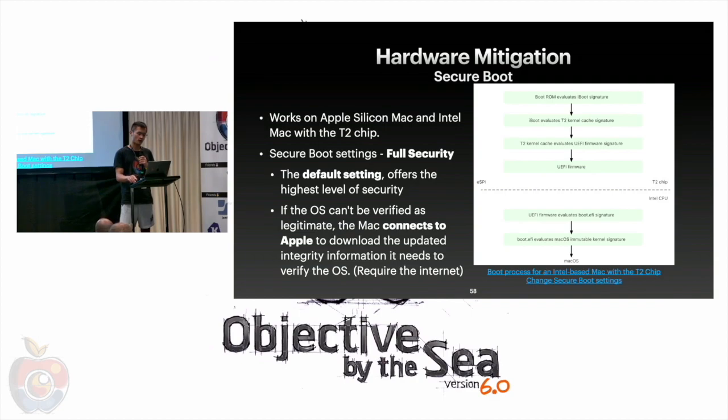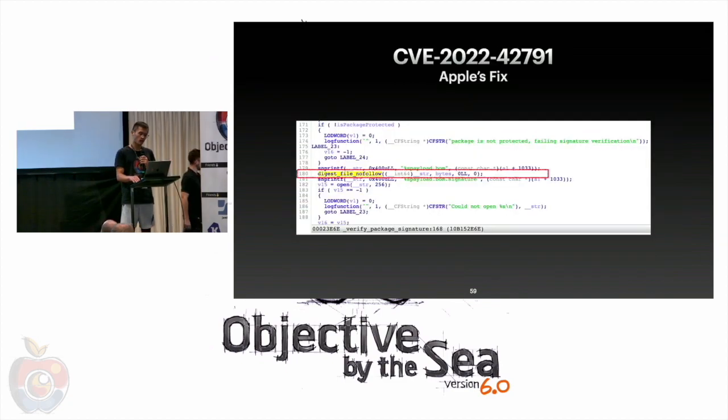During startup, your Mac verifies the integrity of the operating system on your startup disk to make sure it is legitimate. If the OS is unknown or can't be verified as legitimate, your Mac connects to Apple to download the updated integrity information it needs to verify the OS. This information is unique to your Mac, and it ensures that your Mac starts up from an OS that is trusted by Apple. Here is how Apple patched this vulnerability.